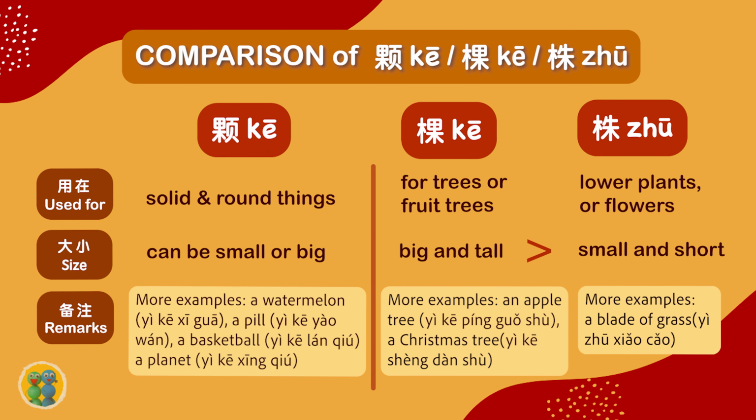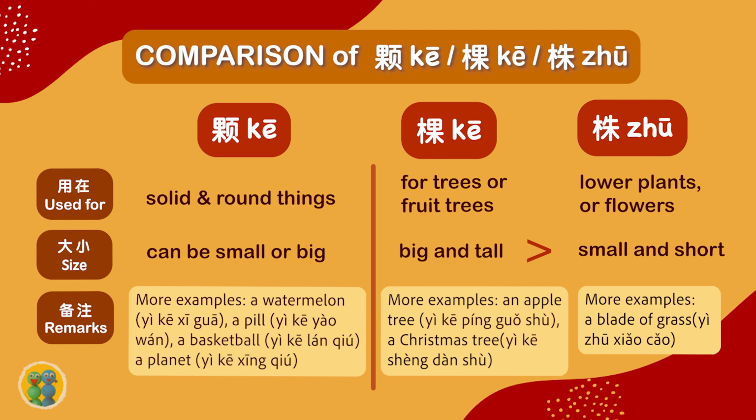And lastly, let's compare 颗, the 颗 with a fruit part, and the 棵 with a wood radical and fruit part, and 株. The 颗 with the fruit part is used for solid and round things. This measure word we have mentioned in episode 1, and the object size that uses this measure word can be big or small. Let's see more examples.